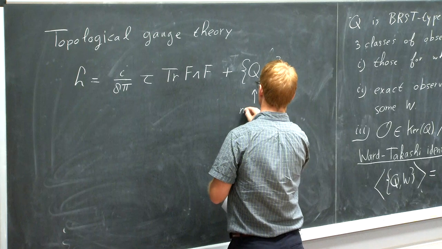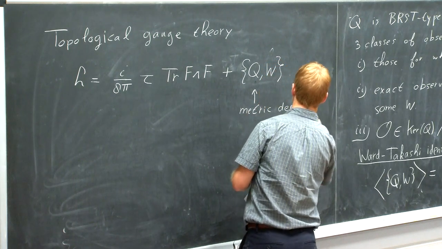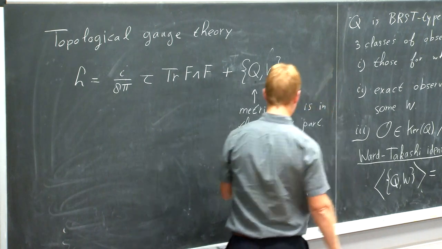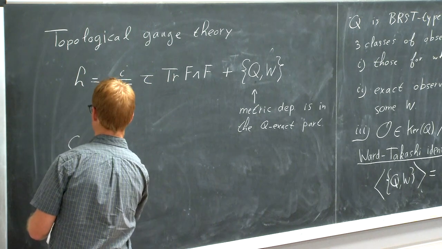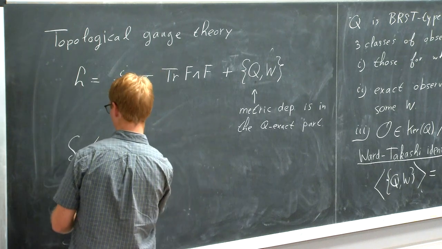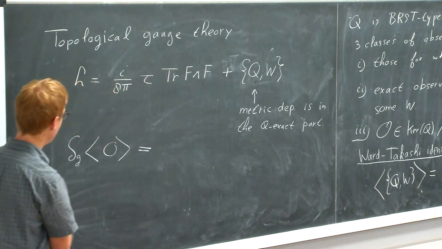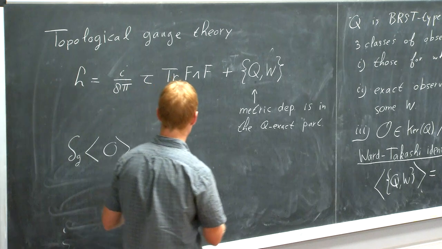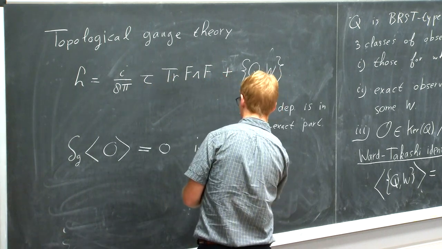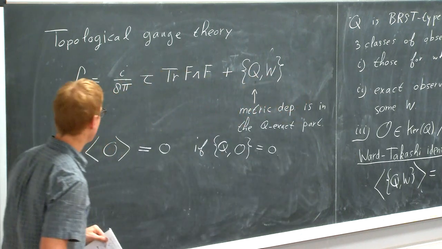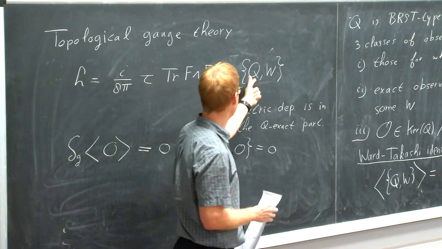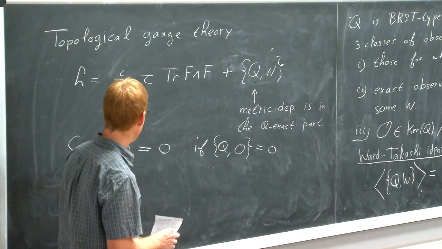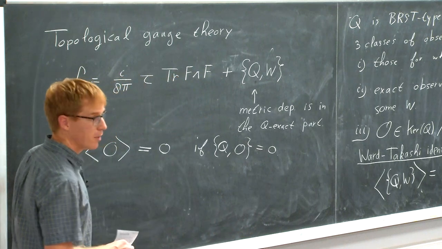So the metric dependence is in the Q exact part. And for this reason, if you take the variation of a correlation function with respect to the metric, then this is equal to zero, and it is in fact zero if Q acting on O is equal to zero. If you do this variation, you basically bring down this Q exact term, and we see with the Ward-Takahashi identity that the Q exact observables decouple from the Q closed ones. So if O is Q closed, then it is independent of the metric.